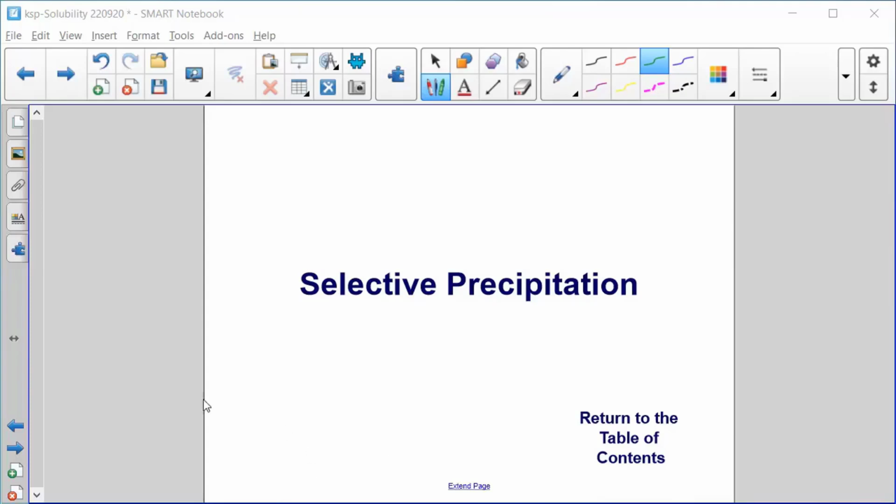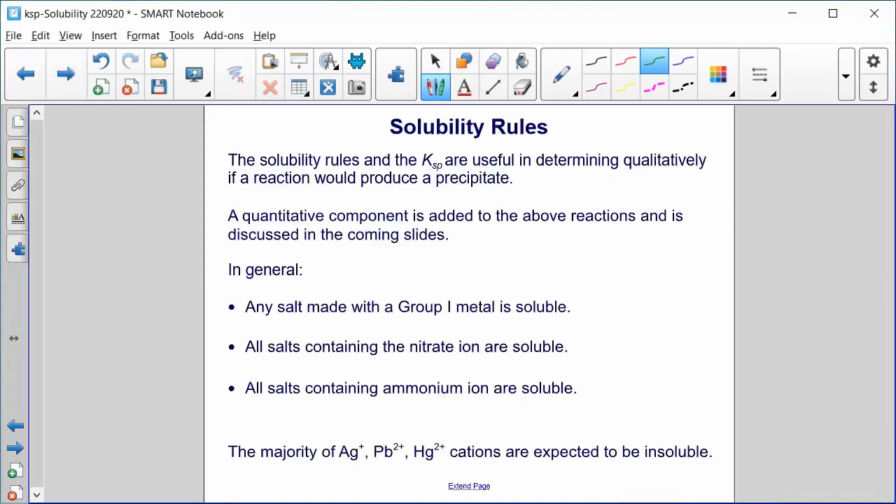Selective precipitation. The solubility rules and the KSP are useful in determining qualitatively if a reaction would produce a precipitate. A quantitative component is added to the above reactions and is discussed in the coming slides.